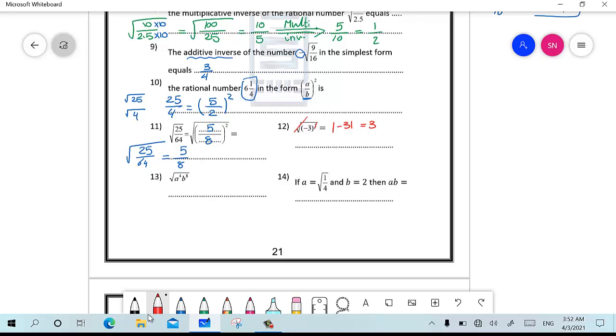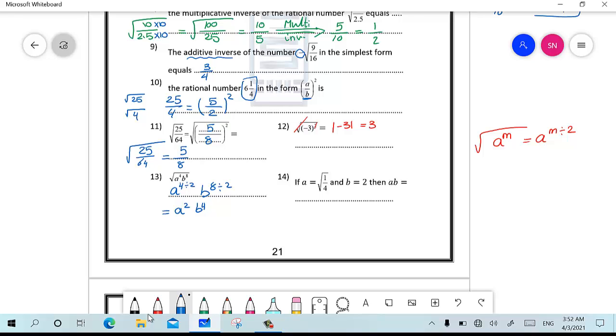Number 13, square root a to the power of 4, b to the power of 8. Don't forget, when I have a variable raised to a power under the square root and I want to get rid of the square root, it is the variable to the power divided by 2. So here I will have a to the power of 4 divided by 2, b to the power of 8 divided by 2. This is going to equal a to the power of 2, b to the power of 4.